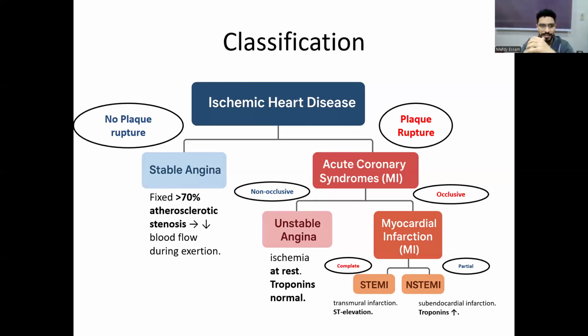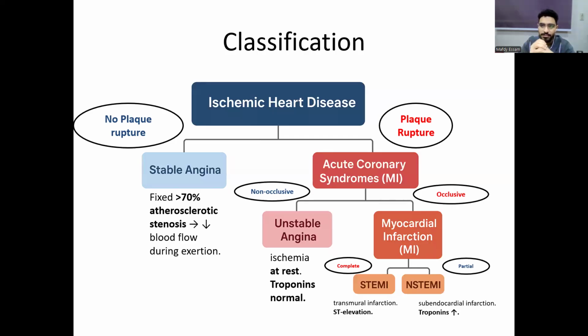I'll start by explaining the kinder form of ischemic heart disease, which is considered a chronic form, which is called stable angina. The problem in stable angina is atherosclerosis. The atherosclerosis in the coronary artery is severe enough to cause symptoms, but there is no plaque rupture. By the way, the vessel may be atherosclerotic but asymptomatic, and symptoms usually appear when 70% or more of the artery is narrowed.